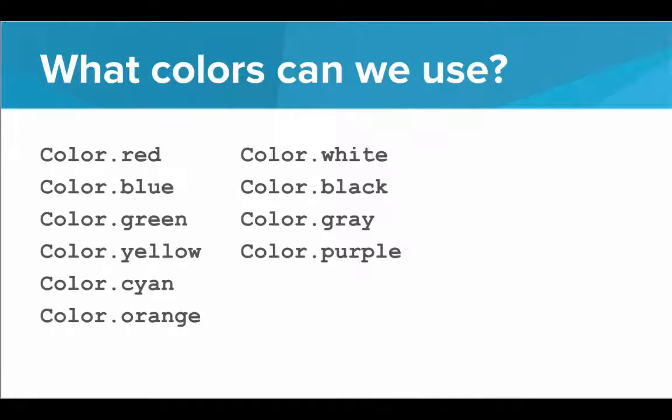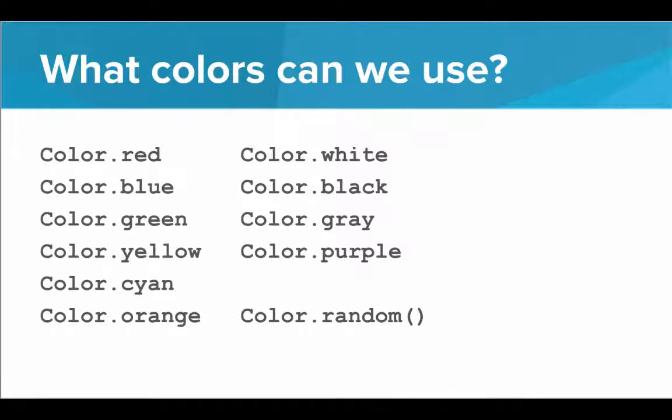But what colors can we use? Here's a list of all the colors that we can use with Ultra Karel. It's important that you say color dot before the name of the color. So we can say color.red, color.blue, all the way to color.purple. And these are constant colors. There's actually one special color, color.random, and this will produce a random color.